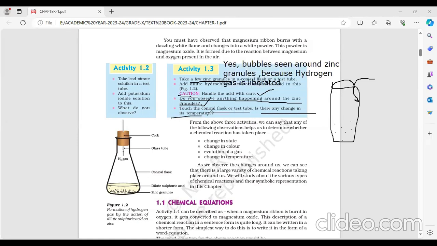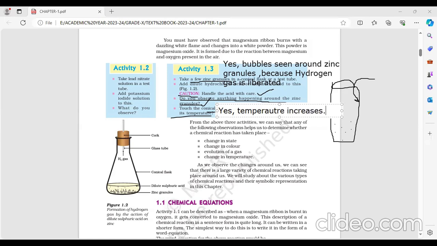Is there any change in temperature? Yes, definitely. So what changes? You may write the answer. Temperature, or you feel warm. Okay, you feel warm. Temperature. Why do we feel warm? Because temperature increases.